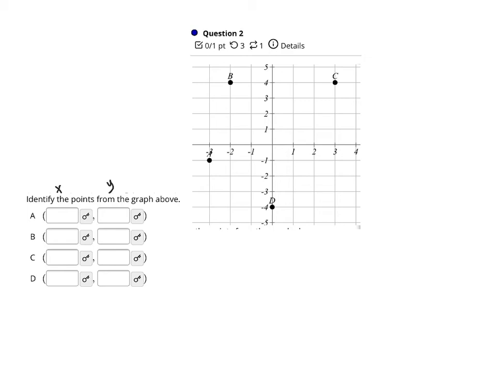Okay, so let's check these. A, that is at -3 for the x, and if we look to the y, it's at -1. For B, we look to the x down here, that's at -2, and we look over to the y, that's at 4. C, up here we look to the x, remember x is always first, that's at 3, and then over to the y, that is at 4. And then finally D is on the y-axis, so x is at 0 and y is at -4.